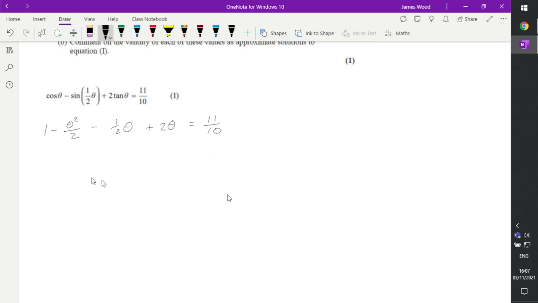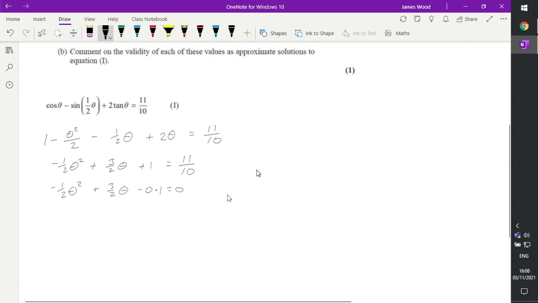And now it's just about simplifying this. So I've got minus a half θ². Then I've got 2θ minus a half θ, so that's going to be plus 3/2 θ. Then plus 1 equals 11/10. Then I'm just going to subtract 11/10 from both sides. So it's like 1 minus 11/10, which is minus 0.1.